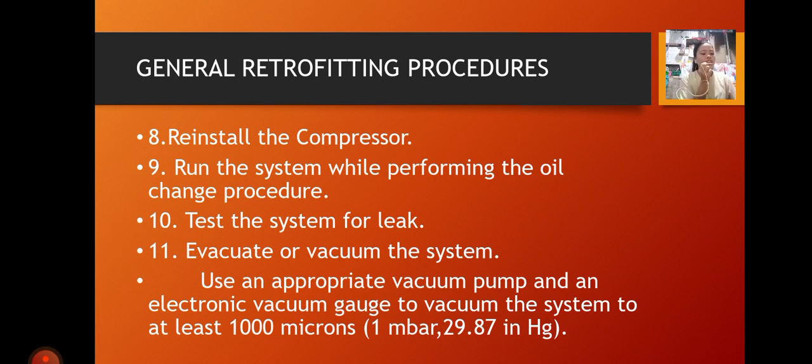Number 11. Evacuate or vacuum the system. Use an appropriate vacuum pump and an electronic vacuum gauge to vacuum the system to at least 1000 microns, or 29.87 inHg. So use normal service practices to reconnect and evacuate the system and to remove air and other non-condensable contaminants.